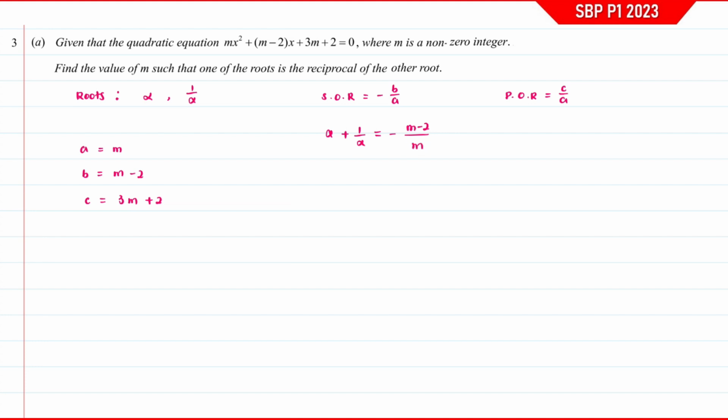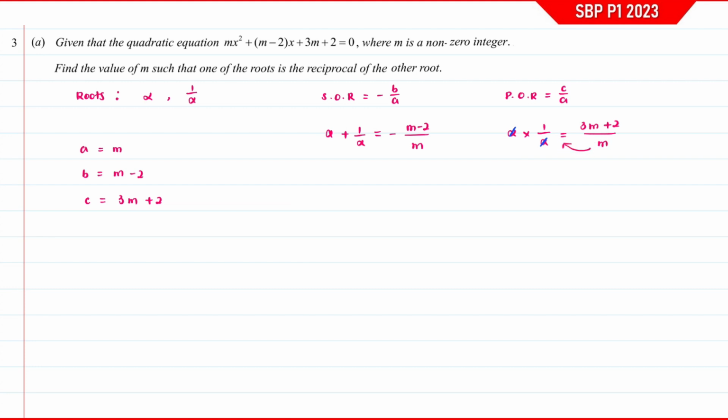As this equation has two unknowns, which are alpha and m, therefore we are not able to solve it. But if we substitute into the product of roots, then we're going to get alpha times 1 over alpha is equal to 3m plus 2 over m. So when alpha times 1 over alpha, here we can simplify it. Then on the left hand side, it will be just left with number 1.